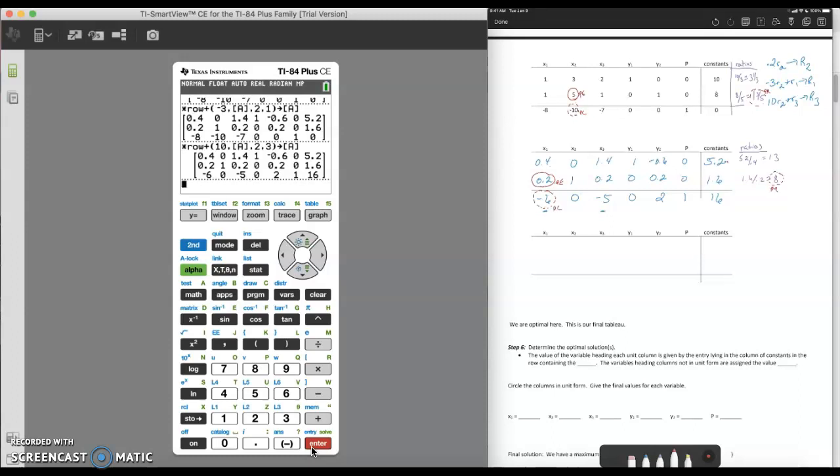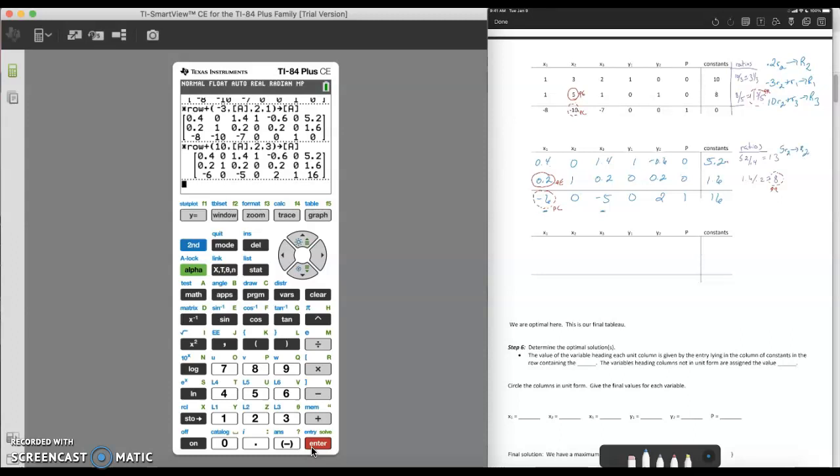Okay, so we're going to do this process again. First, we need to change that 0.2 into a 1. The opposite or the reciprocal of 0.2 is 5 because 0.2 is the same as 1/5. So the first thing we're going to do is take 5 times row 2, and that'll be our new row 2.